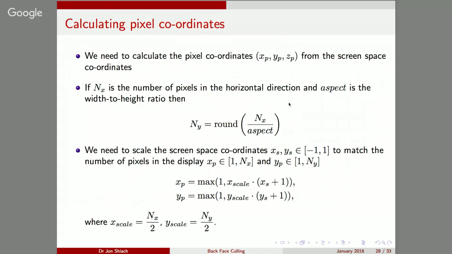So if I've got a coordinate in my screen space, how do I calculate the equivalent coordinate on my pixels? Well, we have a number of pixels in the horizontal direction, and we have an aspect ratio. So let's say we've got 100 pixels in the horizontal direction and a 4:3 aspect ratio. So what we can then do is calculate the number of pixels which will be in the vertical direction. So I think 1080 is sort of standard now, high def.